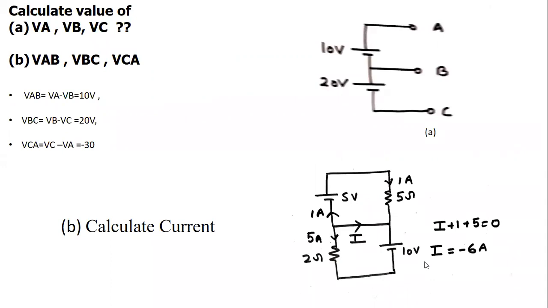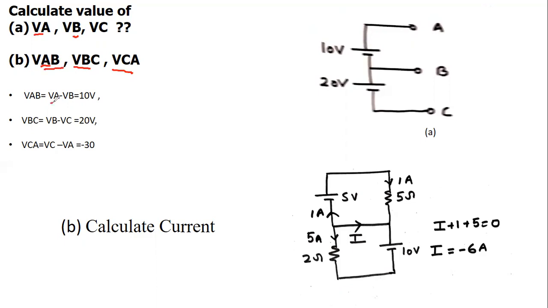See, the first problem is to find the values of VA, VB and VC, and VAB, VBC and VCA are given in the circuit. So the first question is: is it possible to find the potential of a terminal VA, VB or VC? We cannot define the potential of a point without a reference point. Whenever we measure potential, we always consider some reference point. Okay, so first we talk about VAB.